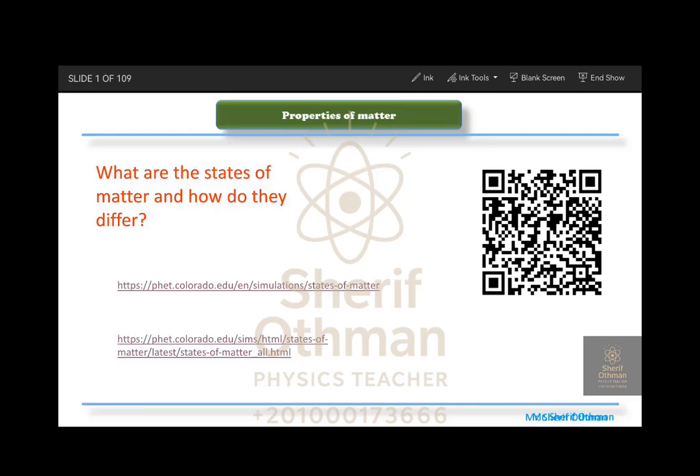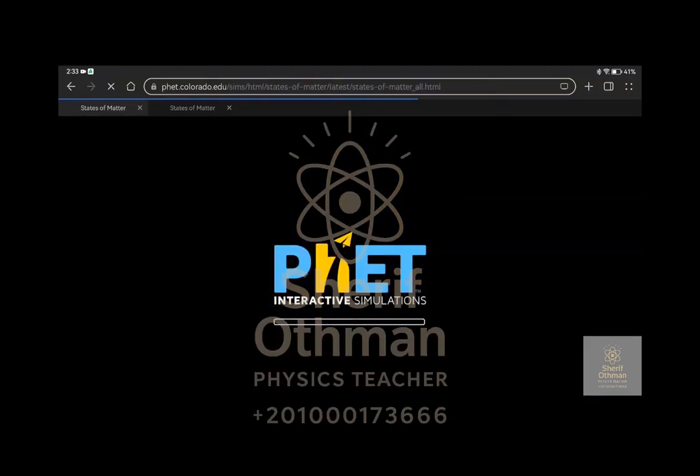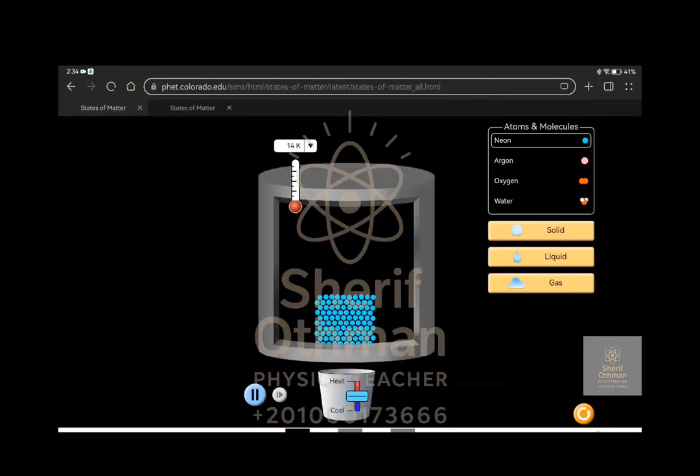First of all, I need to know what are the states of matter and how do they differ from each other. Scan the QR code and watch the videos and turn back to me. We have three different states of matter. The first state of matter is solid, then liquid, then gas. The state of matter depends on the motion of particles. As particles gain more kinetic energy, they move apart from each other, so the state of the matter changes, as we said before in the last session.